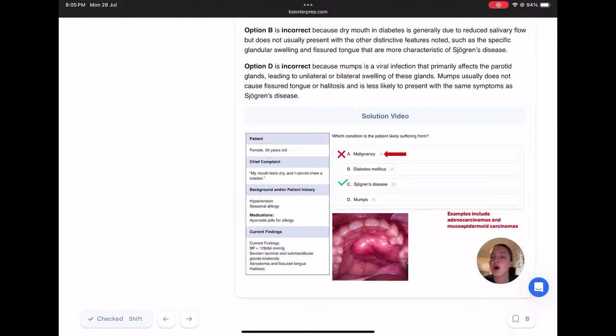These malignancies would also typically present with other symptoms such as pain or tenderness, difficulty swallowing, numbness, and even an altered taste. So because her swellings are bilateral and because her lacrimal glands are also affected, we knew that this was likely due to an autoimmune cause such as Sjogren's disease, making this answer choice incorrect.